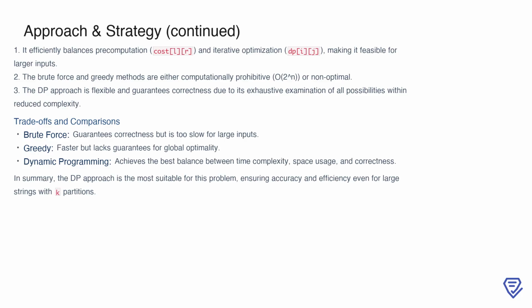Moreover, this strategy is flexible and can handle edge cases effectively, making it well-suited for the problem of partitioning a string into k palindromic substrings. In summary, the dp approach offers the best trade-off among time complexity, space usage, and solution accuracy, making it the most practical choice for solving this problem efficiently.